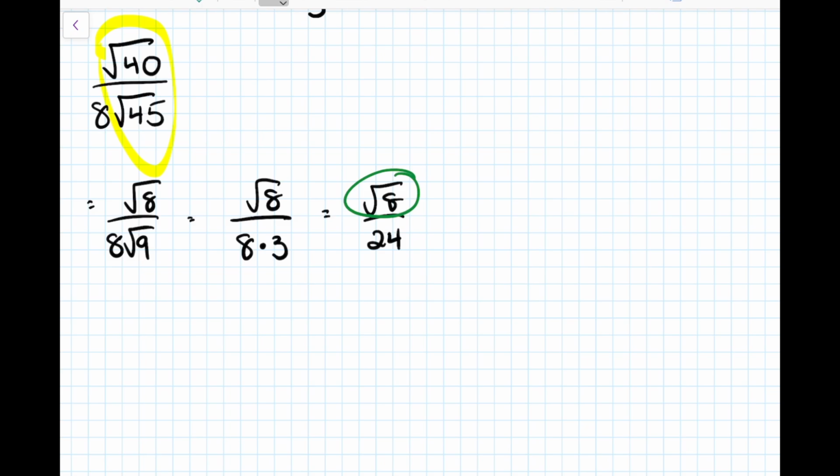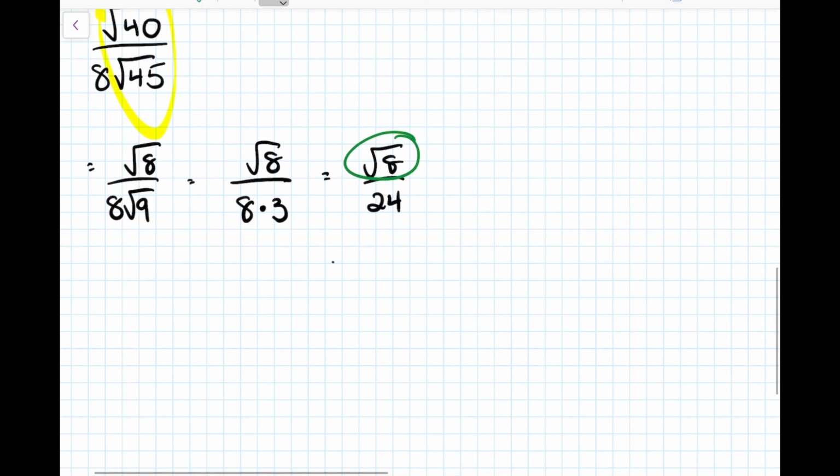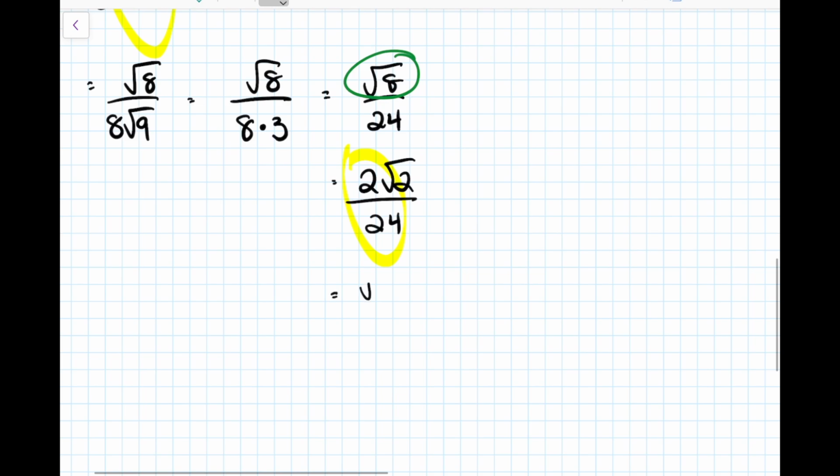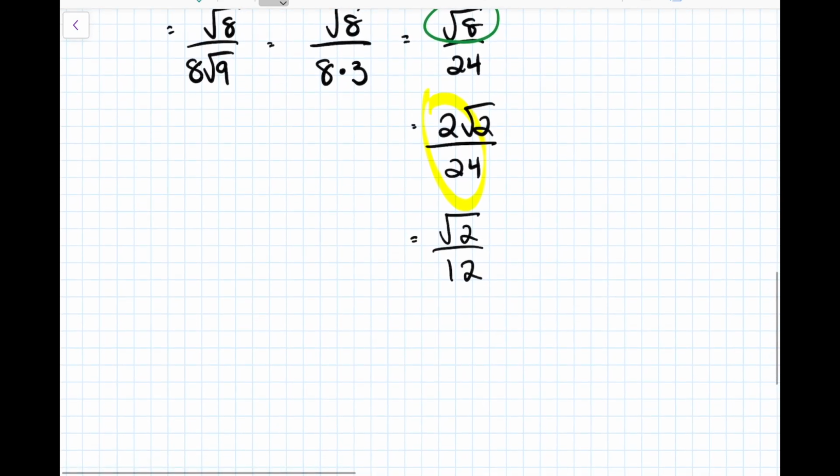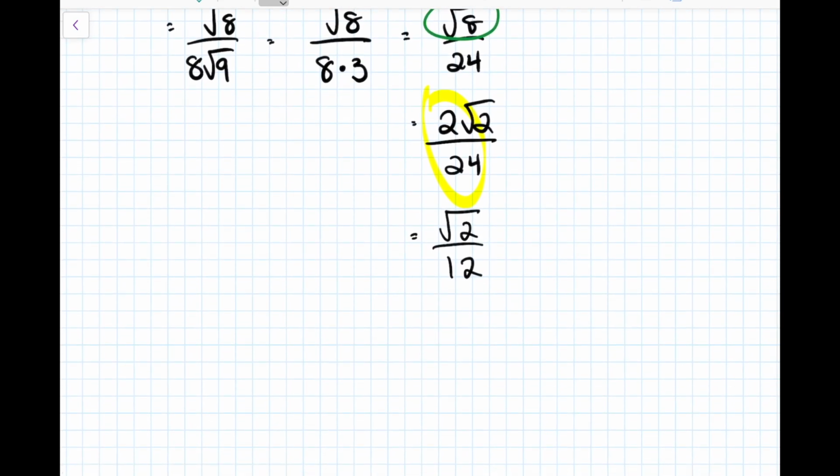But root 8 is something we can also work with. We can do our prime factorization and convert that to a mixed radical. When we do, that's going to become 2 root 2. And then we still have 24 on the bottom. And so we can simplify that 2 and that 24 to get our final answer of root 2 over 12. So you really have to make sure you're simplifying stuff as much as you can. And so that's it. That's dividing. Done. There's not a whole lot to it. Really, once you've got multiplying down, dividing follows pretty cleanly.